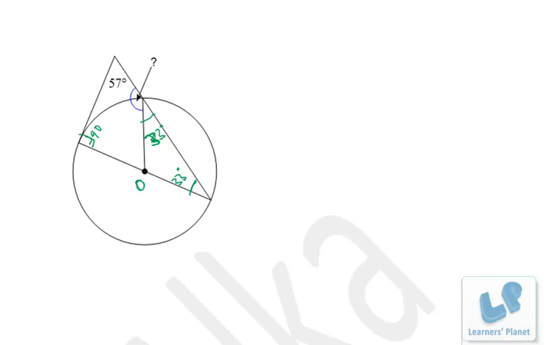Okay. So the complete angle is 180 degrees. So this is 33 degrees. So this is 180 minus 33. That is 147 degrees. Okay, I hope you are clear.